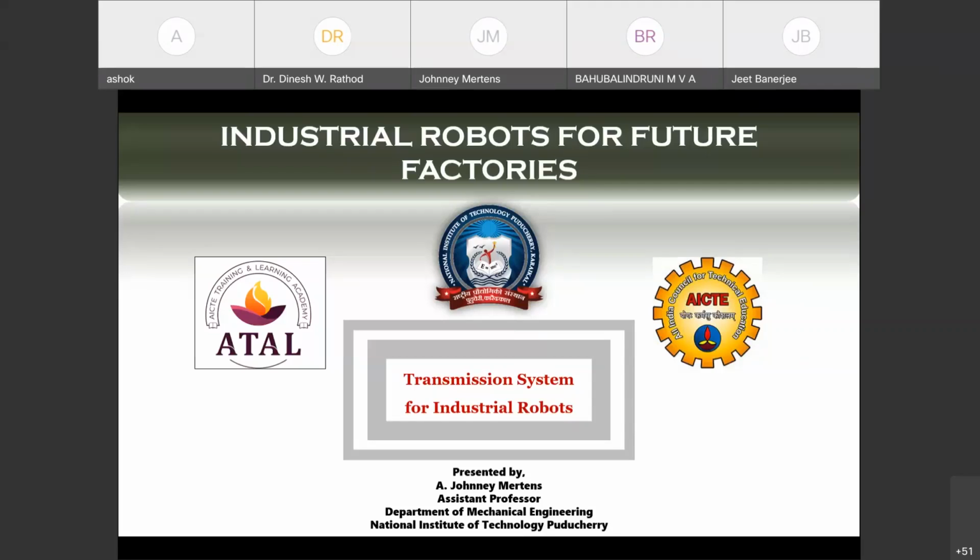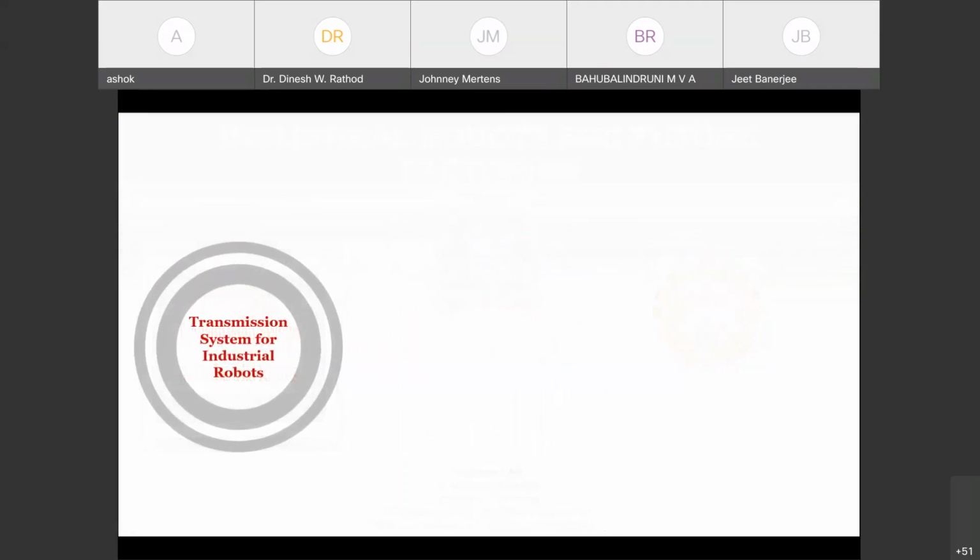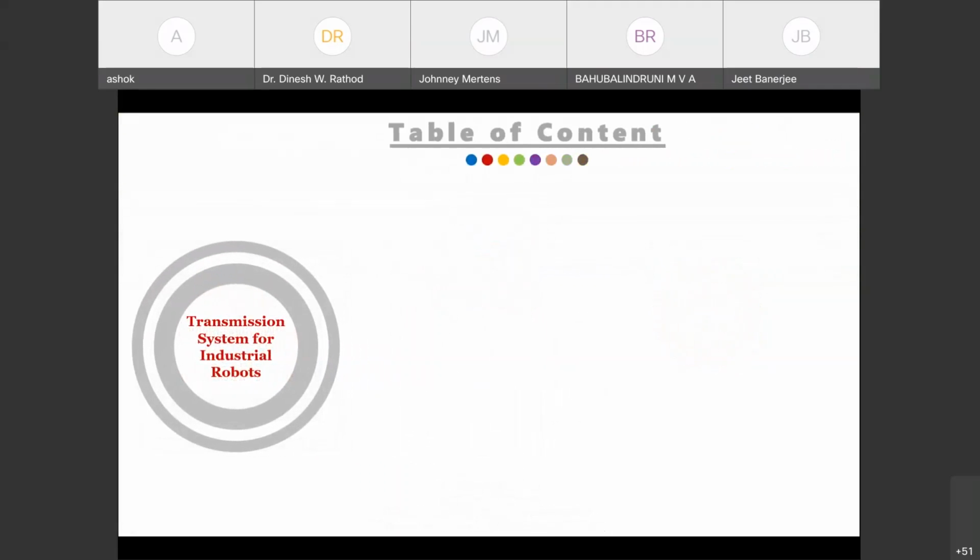And today's topic that I'm going to cover is a transmission system which is used in the industrial robots. This is an overview of this presentation.